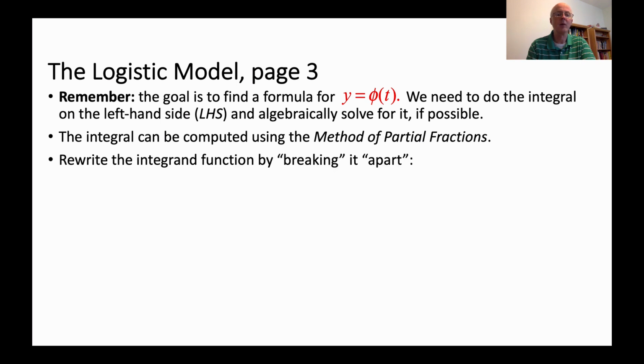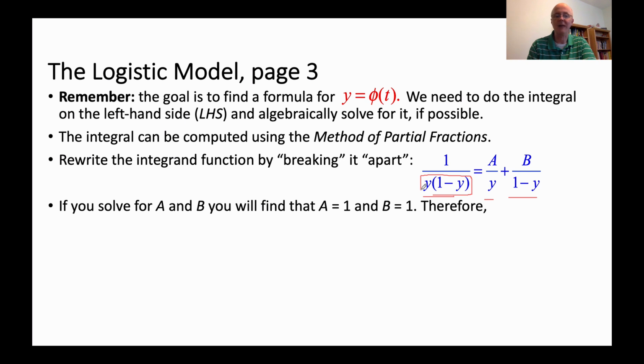That integral on the left-hand side can be computed using the method of partial fractions from calculus. We want to rewrite the integrand function by breaking it apart into fractions like this. We want, hopefully, two constants, a and b, so that a over y plus b over 1 minus y equals the original integrand function. It should be intuitively clear that this might be possible. After all, if we add these two fractions by getting a common denominator, that denominator will be this product here, y times 1 minus y.